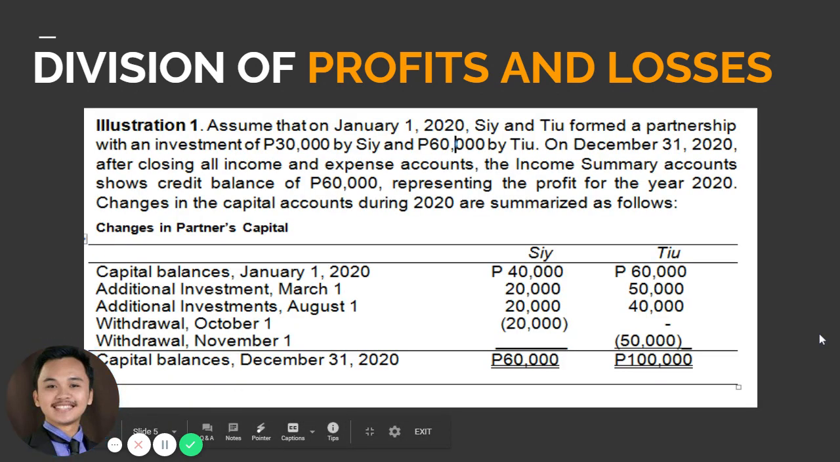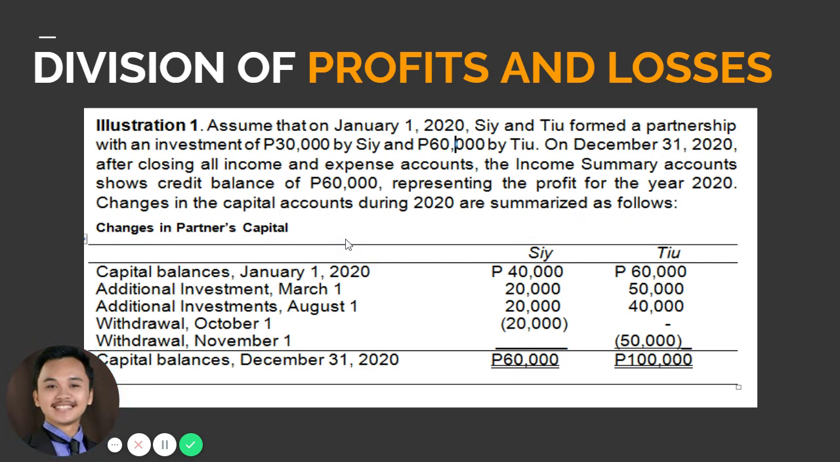So let's start. First illustration. Assume that on January 1, 2020, Say and Chu formed a partnership with an investment of 30,000 by Say and 60,000 by Chu. On December 31, 2020, after closing all income and expense accounts, the income summary account shows a credit balance of 60,000. So meaning the partnership realized a net income of 60,000, representing the profit for the year 2020.